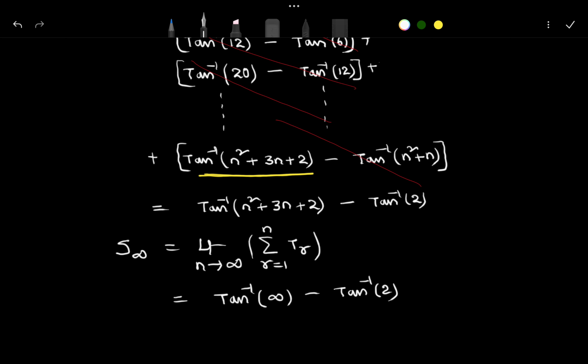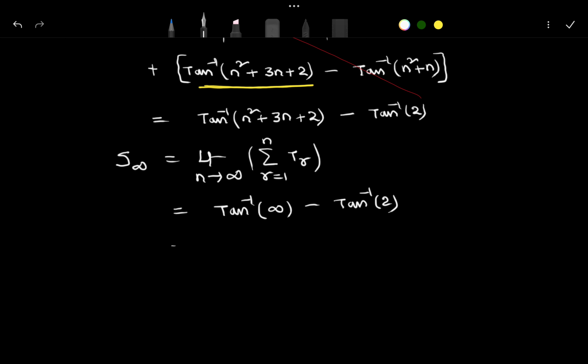You know what the tan inverse of infinity value is? That will be equal to pi by 2. For what angle is tan infinity? 90 degrees. Minus tan inverse of 2. You know this one is in the formula: pi by 2 minus tan inverse x can be written as cot inverse of x. So cot inverse of 2. So your answer will be either pi by 2 minus tan inverse of 2, or cot inverse of 2.